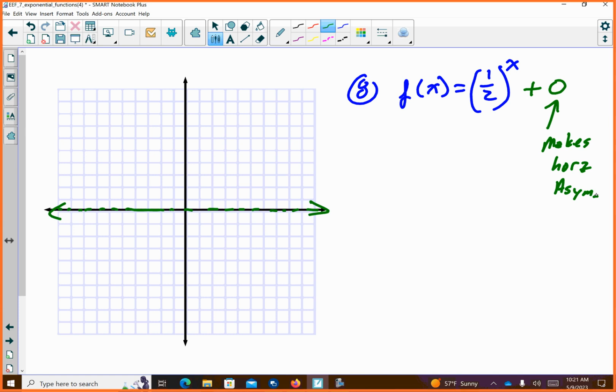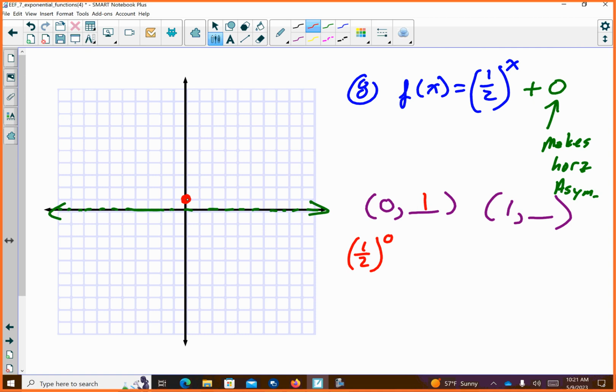All right. The next thing I'm going to do is I'm going to select 2 points. I'm going to select 0, comma something, and then I'm going to do 1, comma something. Now, certainly those are going to change in other classes, but for right now, we're going to plug 0 in, and we're going to plug 1 in for x. Okay, so the first problem, I get 1/2 raised to the 0 power. What is 1/2 to the 0 power? 1. So 0, 1 goes right here.